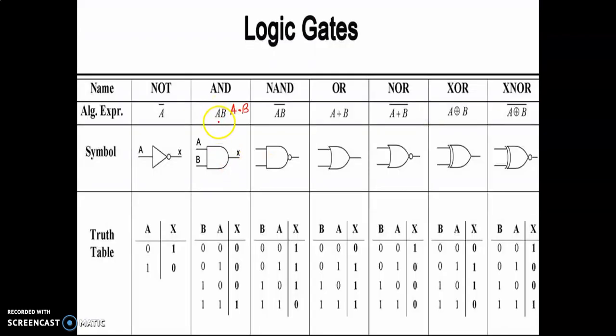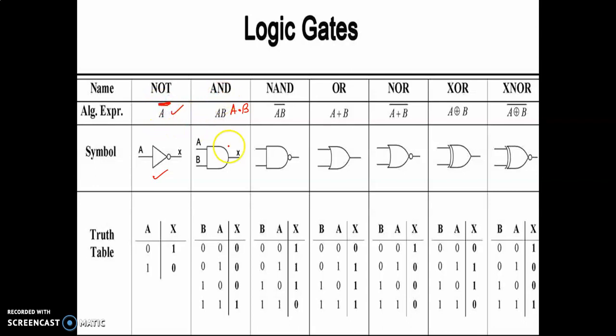The logic gates that we will see today are NOT, AND, NAND, OR, NOR, XOR, XNOR. NOT means inversion, that means whatever is inputted is inverted. The symbol used for that is a triangle followed by a bubble. If the input is A and the output is X, this is what it looks like. And it is denoted by the algebraic expression A with a bar above it.